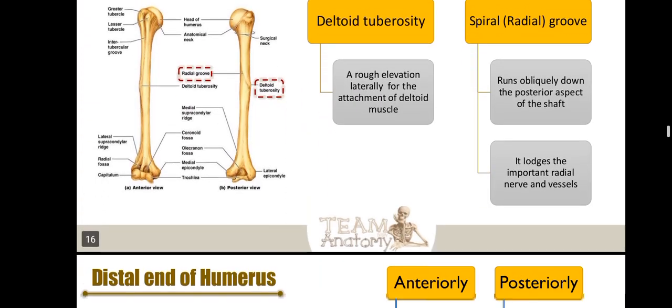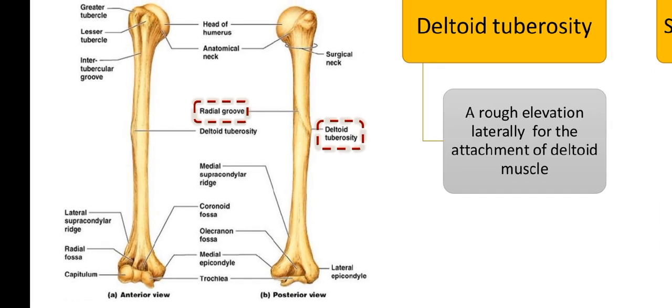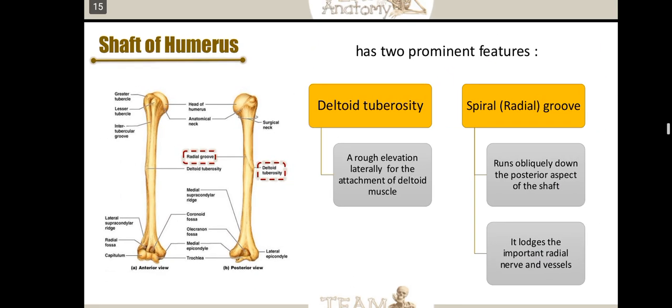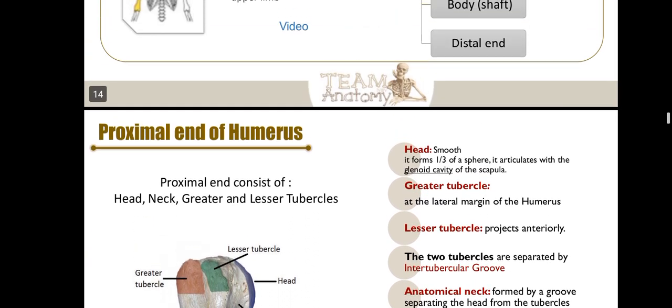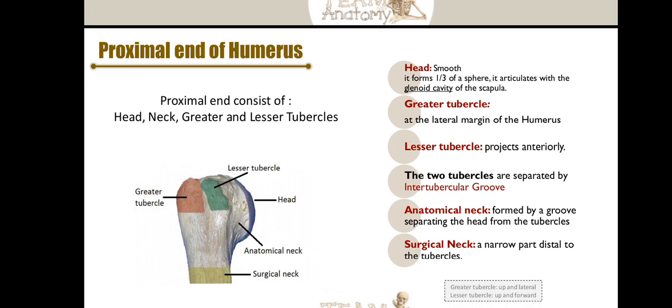Let me check the picture of a humerus. If you have a humerus, definitely the head is the proximal part. You have the body, then down you have the distal end. Okay, studying the proximal end of the humerus: it has a head. It has a neck. It has the greater and lesser tubercles. It has an anatomical neck. It has a surgical neck.